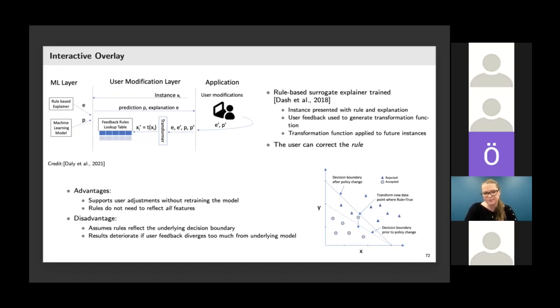One of the disadvantages is that it assumes that the rule is genuinely reflective of the underlying decision boundary, because we're using that decision boundary to generate these transformation functions. And what we found from experimentation is that the results do deteriorate if the user feedback diverges too much from the underlying machine learning model. And so there's only so much that can be done if you've only got partial information, and the underlying machine learning model's knowledge diverges too much from the feedback from the user.